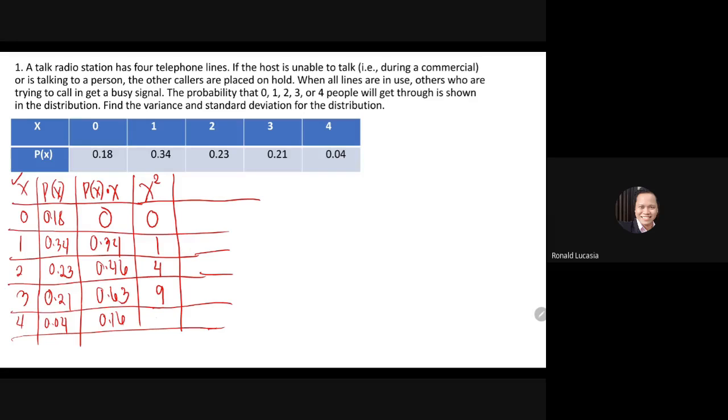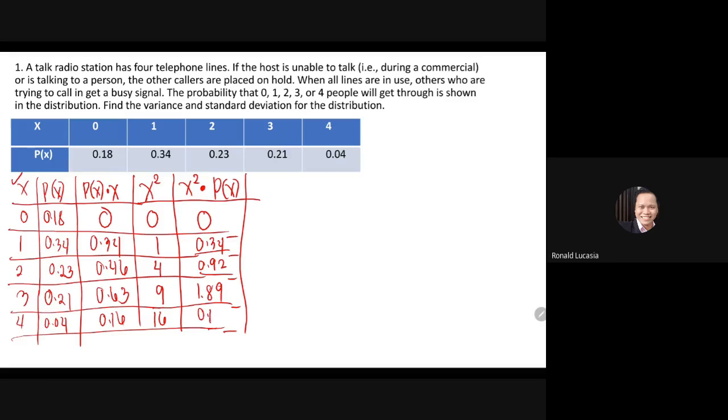And then the fifth column will be to multiply the square of the random variable and the probability of the random variable. So meaning to say the second and the fourth column will be multiplied. 0 times 0.18, that's 0. 1 times 0.34, that's 0.34. 4 times 0.23, that will be 0.92. 9 times 0.21, that will be 1.89. 16 times 0.04, that is 0.64.